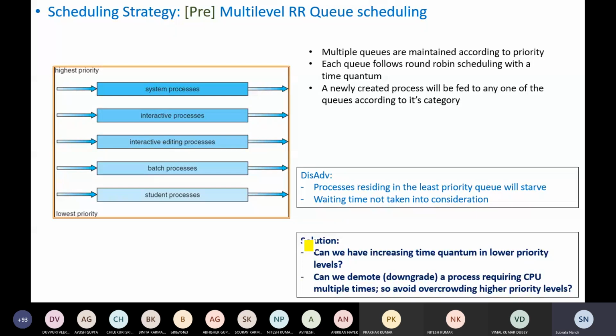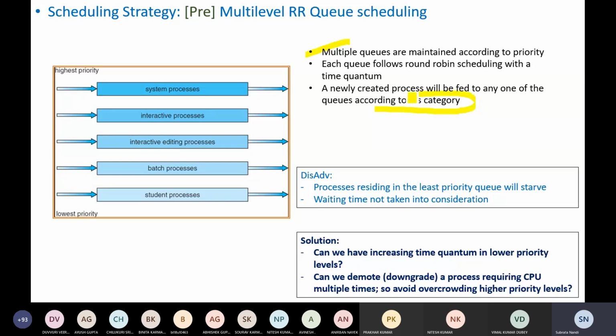This is again of preemptive nature, because each queue has a set of processes, and each process, once it is allocated the CPU, will use it for a specific time quantum, not more than that. So multiple queues are maintained according to priority. Each queue follows round robin scheduling with a time quantum, and a newly created process will be fed into one of the queues according to its category. So this is important.